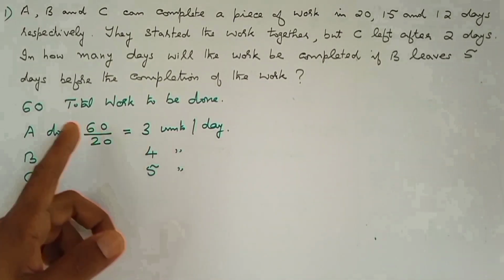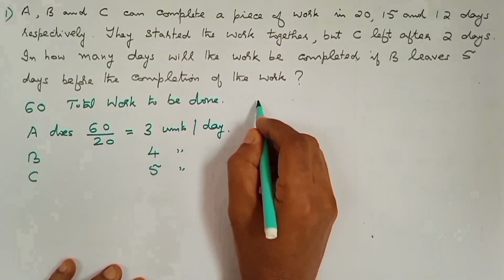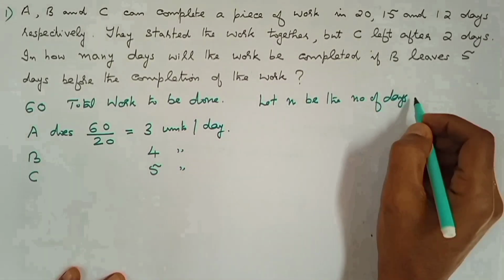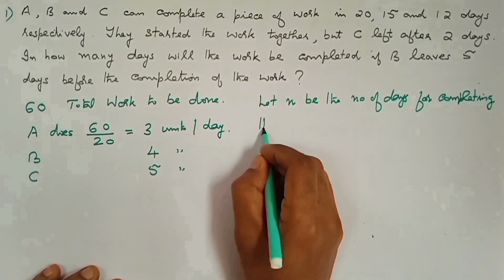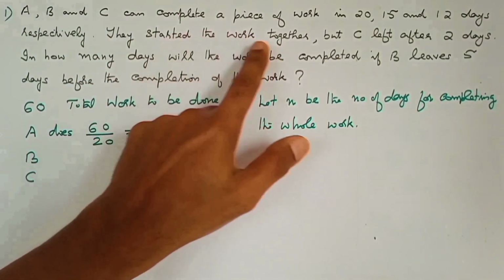What is it that we are asked to find out? The number of days they take to complete the whole work. Let N be the number of days for completing the whole work. The work was started by all of them together. They started the work together.